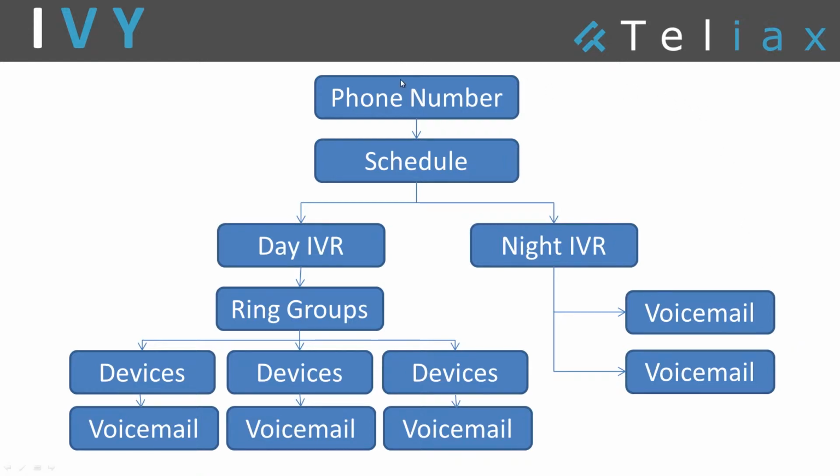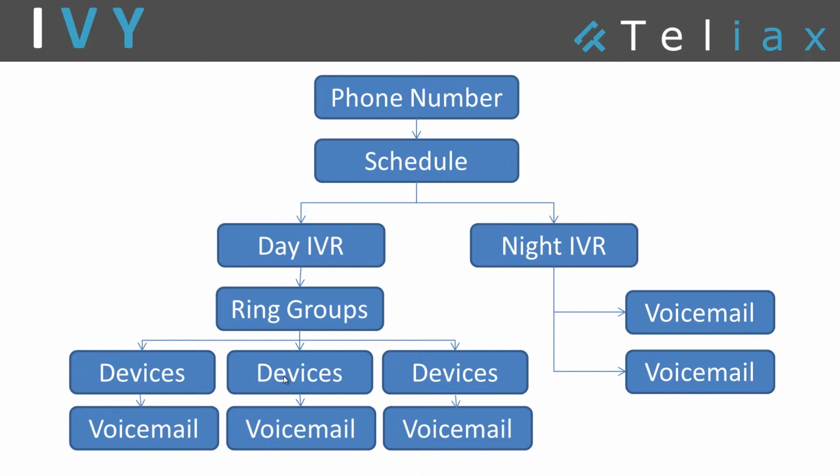We have a main phone number that goes to a schedule, so we can set day or night modes. If it's night, we may have a different menu there that just goes to voicemail. If it's daytime hours, we go to the day IVR, which then can go to ring groups, which goes to devices, which then goes out to voicemail. So you want to understand the features that are available within Ivy so that you can design how you want this call flow to work.